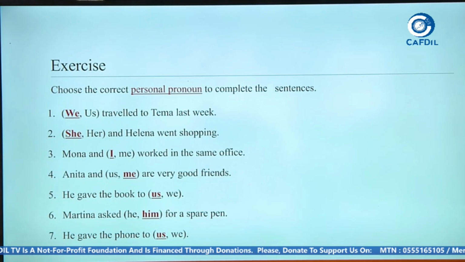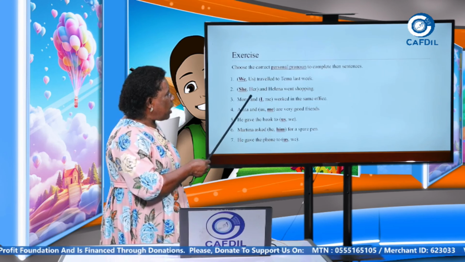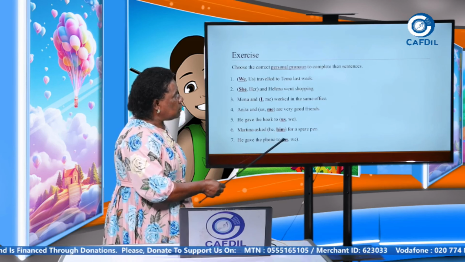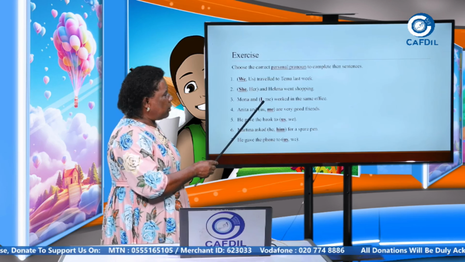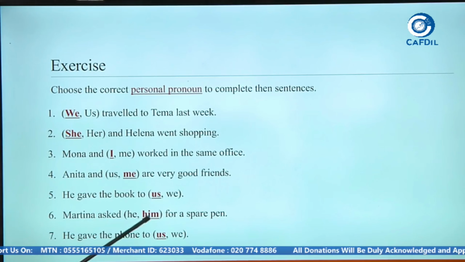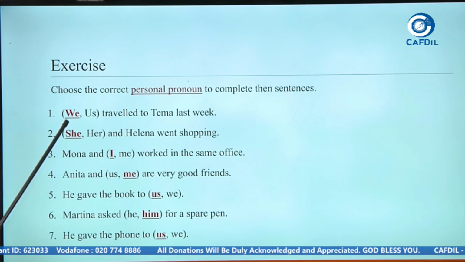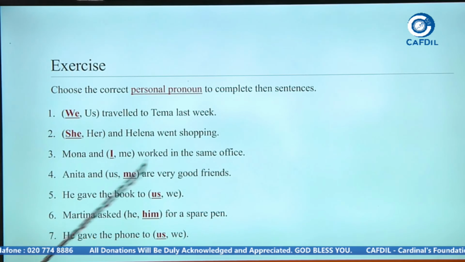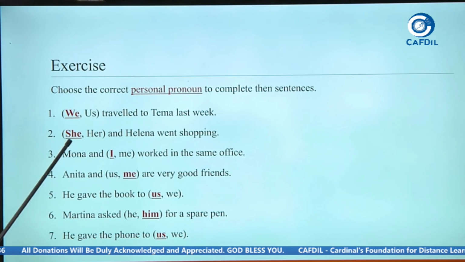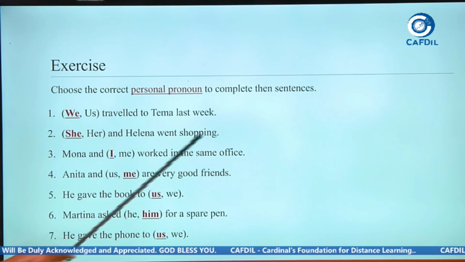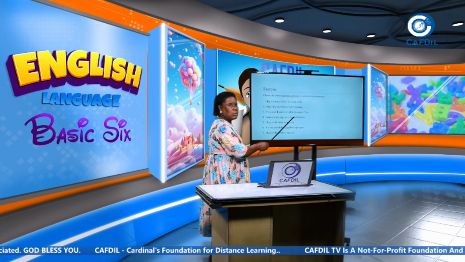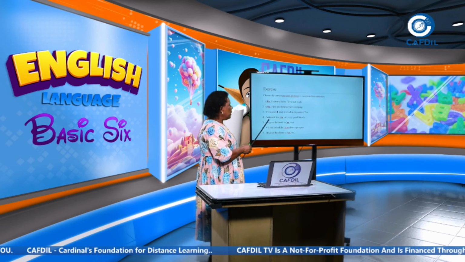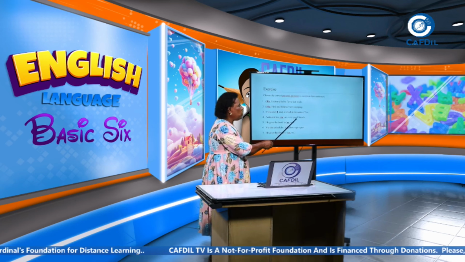So we have seen that the personal pronouns are all those we have marked inside the sentences. To complete the sentences, we have we, she, I, me, us, him, us. All these are personal pronouns. We traveled to Tema last week. She and Helen went shopping. Mona and I worked in the same office. Anita and me are very good friends.